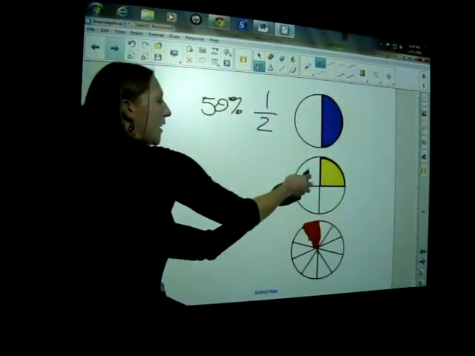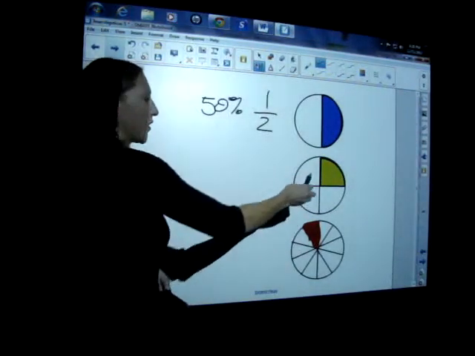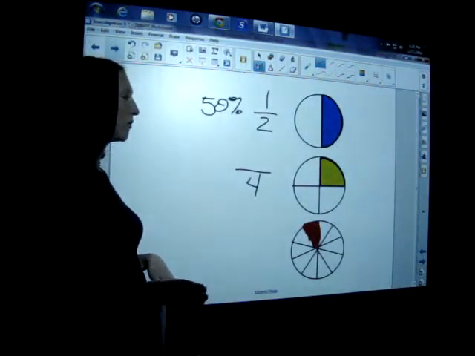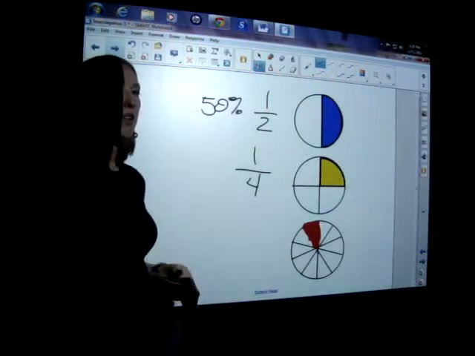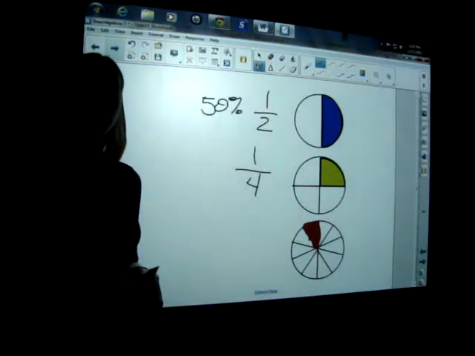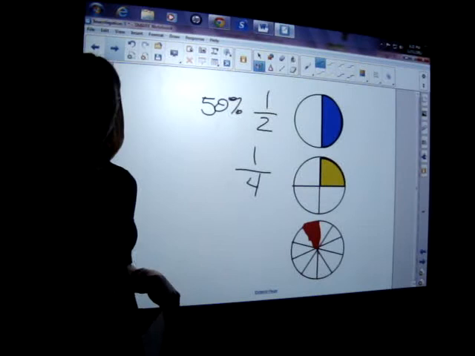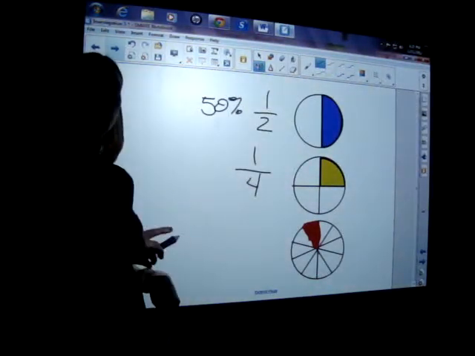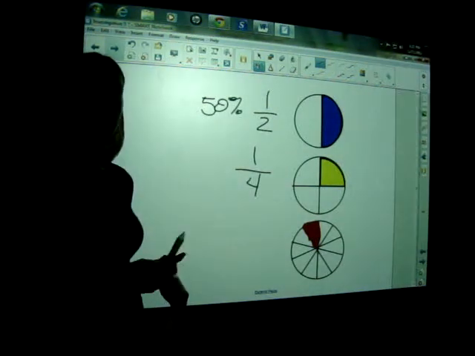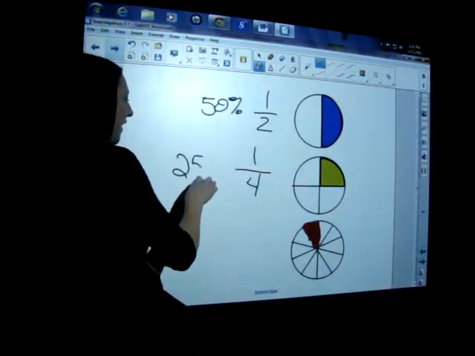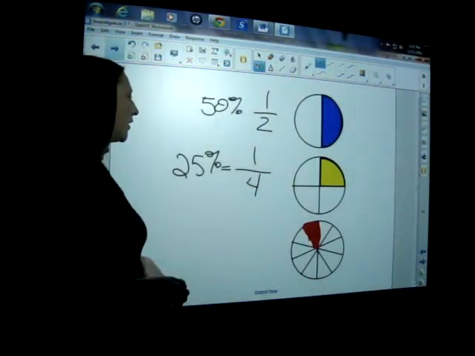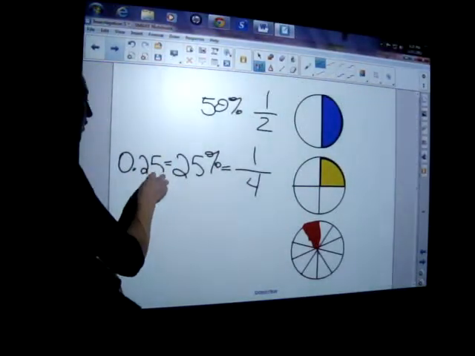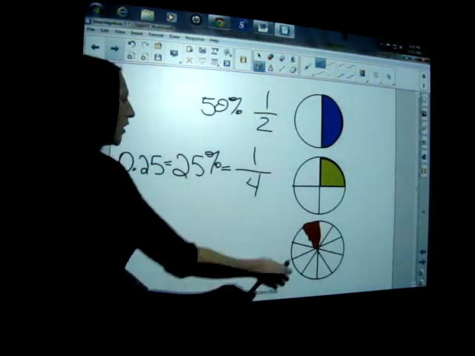Here again, I count for my denominator, how many parts are there? There's 1, 2, 3, 4 that make up the whole circle. 1 part is shaded. Now if I think in terms of money, there's 4 quarters in 1 whole dollar. So the 4 is the same. And one of those is worth 25 cents. So it's the same, it's just 25%. And as a decimal, that would be 0 and 25 hundredths. Try the next one.